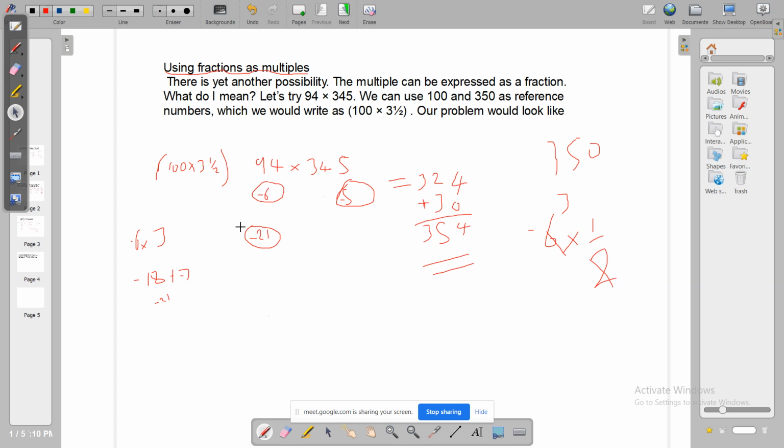So do we need to write it? Yes, you have to write it so that you understand how I got the 21. For your notes, write it so that when you see it, you know how I did this.